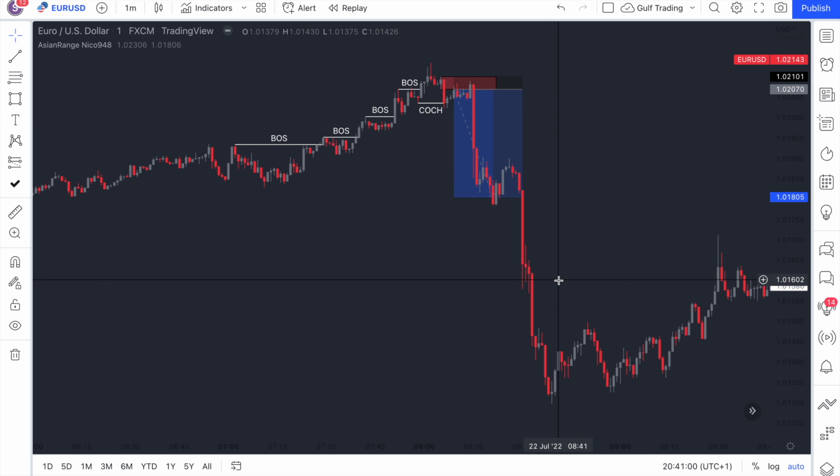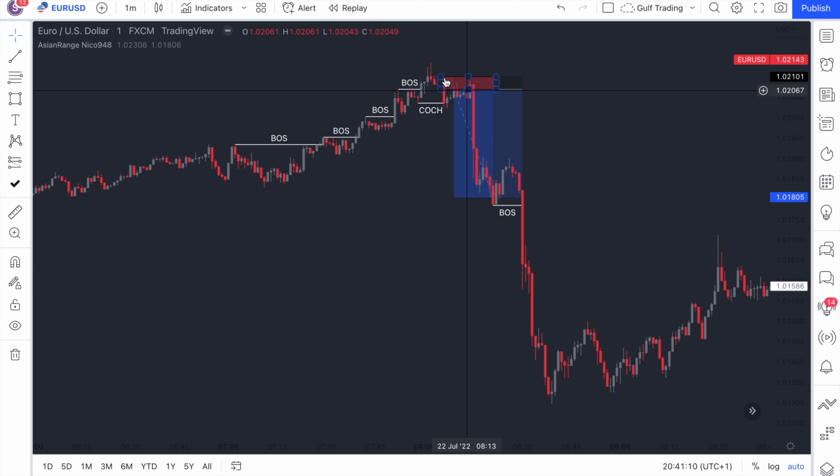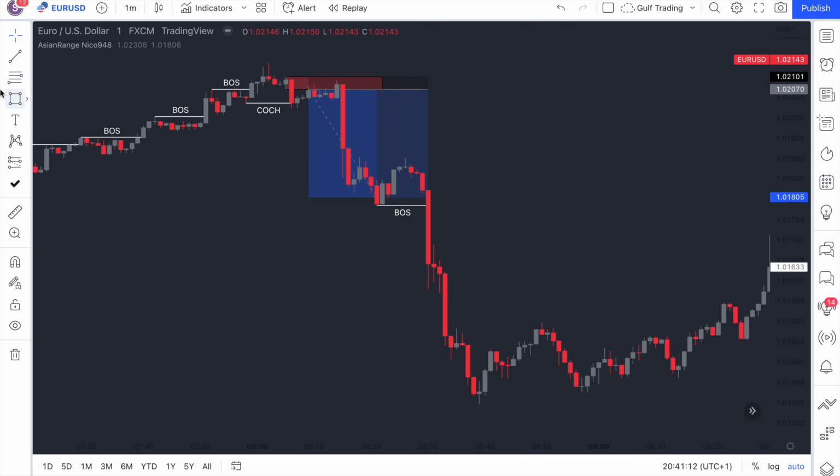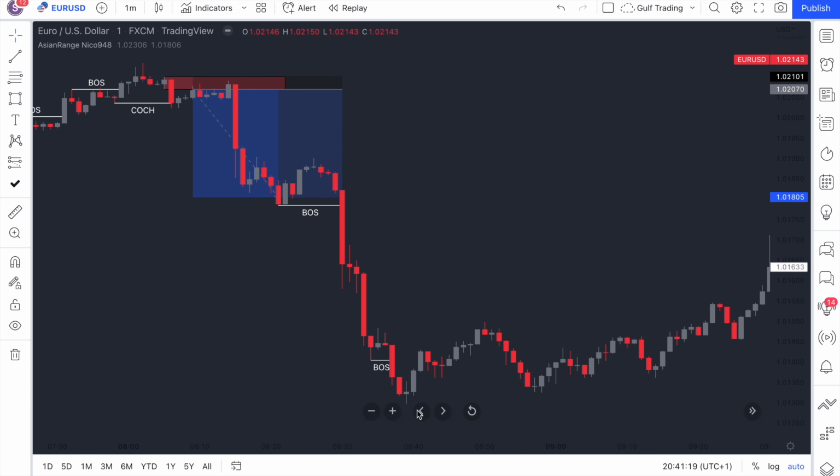And for the next setup, you see down here we're creating breaker structure to the downside. The trend's now bearish. Get another breaker structure here. And this low doesn't get broken. And now we've got this lower high that's created, which gets broken over here.